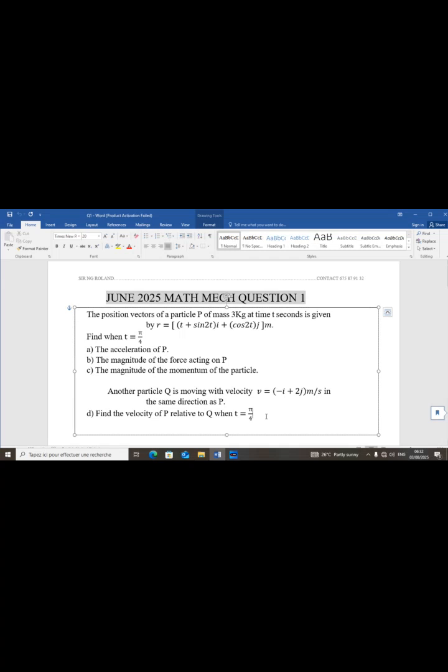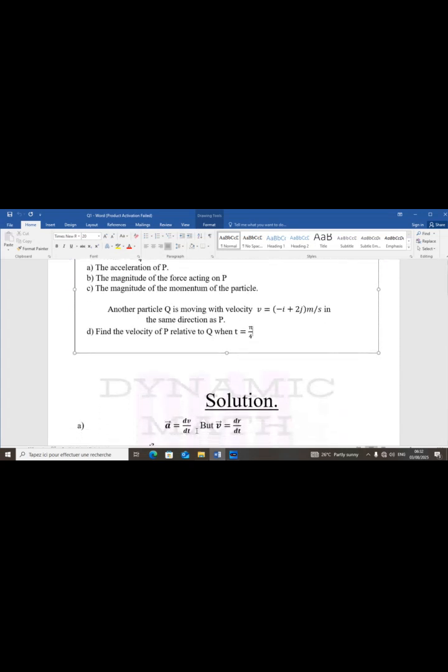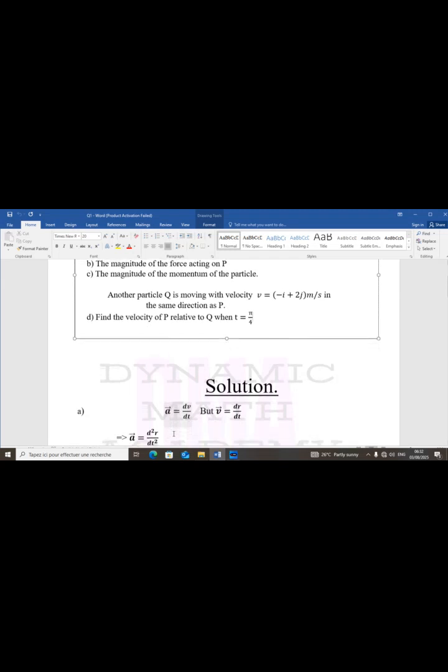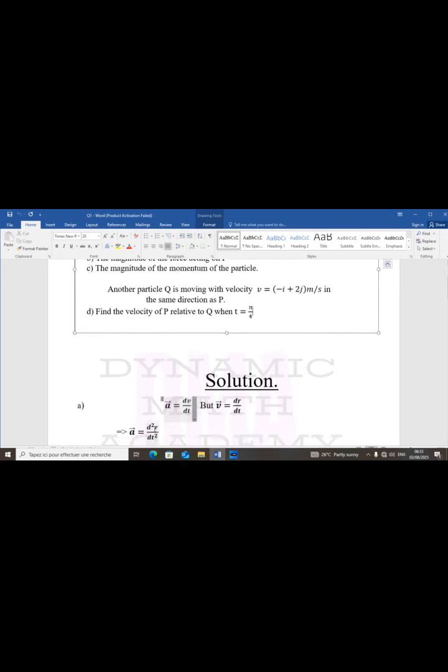So the first part, we have to look for the acceleration of P. We know very well that acceleration is the derivative of the velocity. That's why I wrote acceleration equals dv/dt, that's with respect to time. And the velocity is actually equal to the first derivative of the displacement with respect to time. It simply means that acceleration is the second derivative of the displacement. So if you need acceleration, you have to differentiate the displacement twice with respect to time.